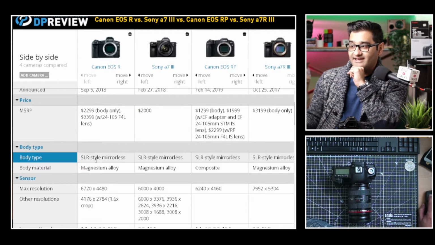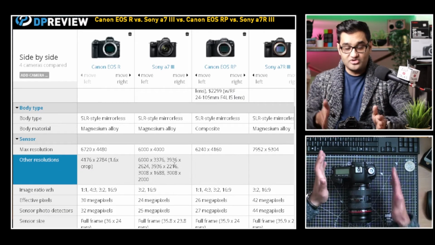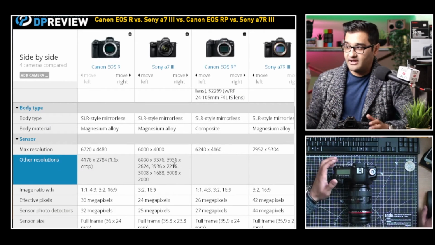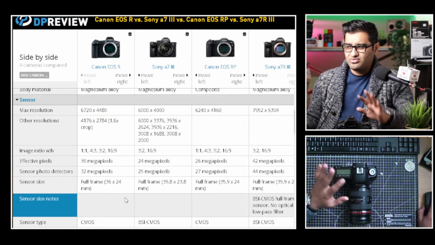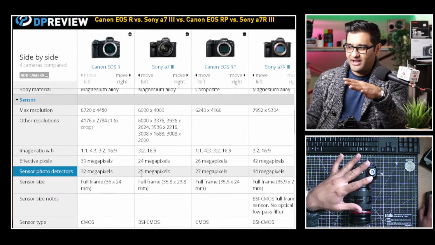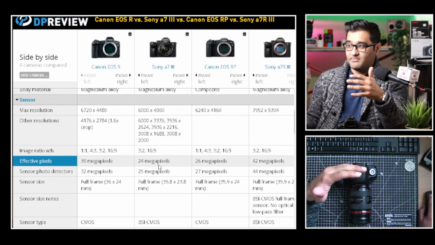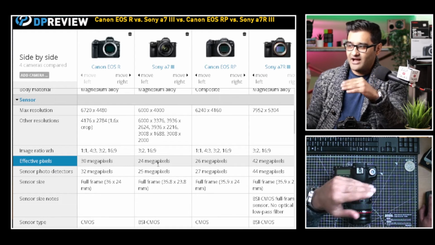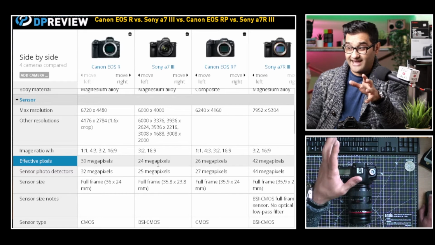They're both SLR style mirrorless cameras, and they have magnesium alloy bodies, which means you get a professional feel and a bit more sturdiness. The megapixels are not exactly the same, but pretty close. We're looking at 30 megapixels on the EOS R versus 24 megapixels on the A7. That 24 megapixels is closer to the Canon EOS RP.